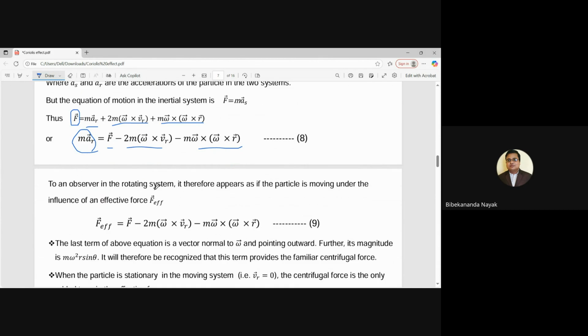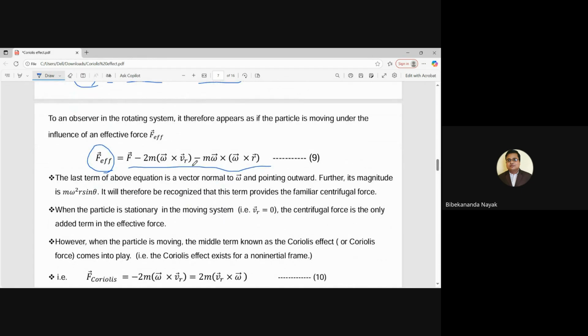So to an observer in the rotating system, it appears as if the particle is moving under the influence of an effective force. For a rotating body, an observer in the rotating frame sees the force as the actual static force, what we observe from Newton's mechanics, minus 2m omega cross Vr, minus omega cross omega cross R. And the second term actually depends on velocity.